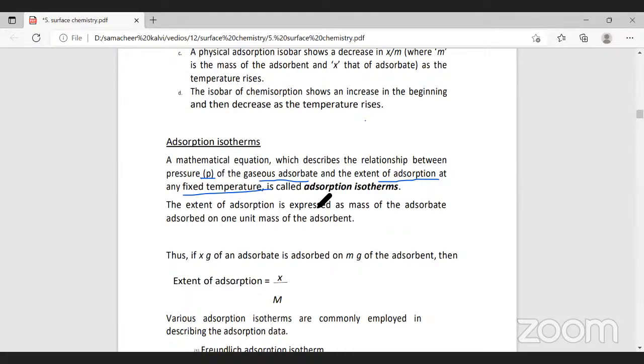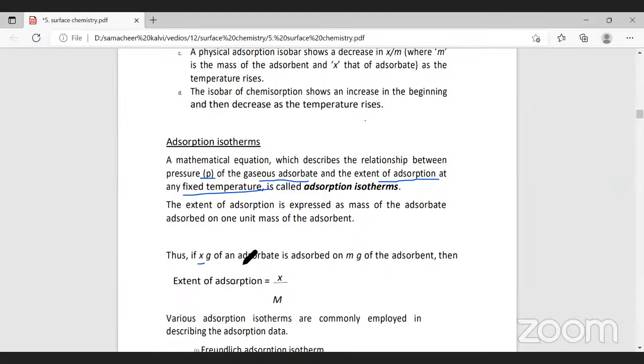We learned in the previous class, adsorbate is something which gets adsorbed. Adsorbent is a chemical substance which provides the surface area for adsorption. In chalk and duster, chalk particles will be called as adsorbate and the duster will be called as adsorbent. So extent of adsorption is expressed as mass of adsorbate adsorbed on 1 unit mass of the adsorbent.